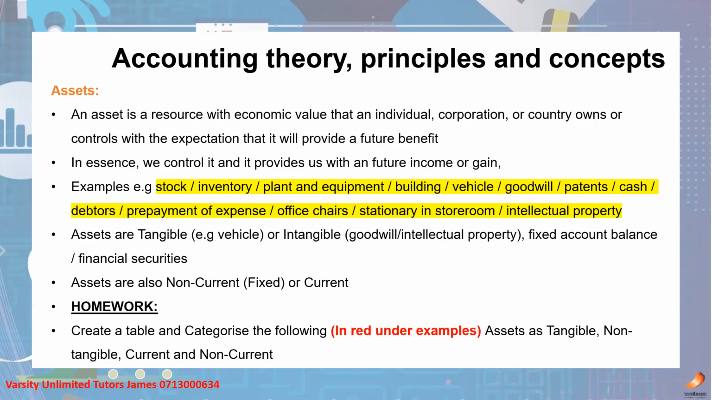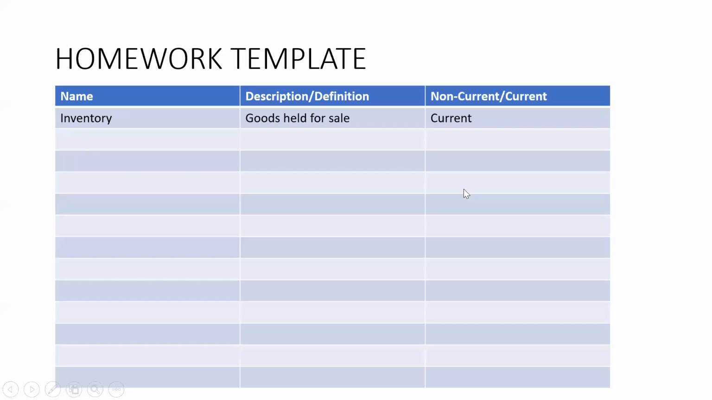So there's a little homework that I'm going to give you. If you check the next slide, I'm going to send these slides after the class. In the next slides, you can see the name of the asset, the description or definition of the asset, and whether it is a non-current asset or a current asset. This will help you understand, because we're going to get deeper and deeper into accounting, so you need to know what these different things are.